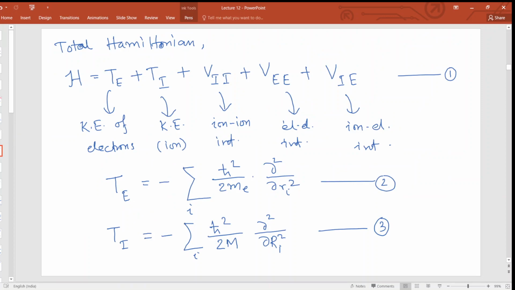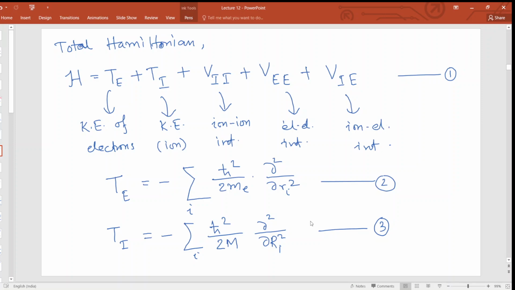Now if I want to write down the total Hamiltonian of such a system, then we will have two parts: one is the electronic part and the other is the ionic part. So this Hamiltonian will be a sum of T_e, the kinetic energy of the electrons, plus T_i, the kinetic energy of the ions, plus V_ii, the ionic interaction, plus V_ee, the electronic interaction, plus V_ie, the ion-electron interaction.